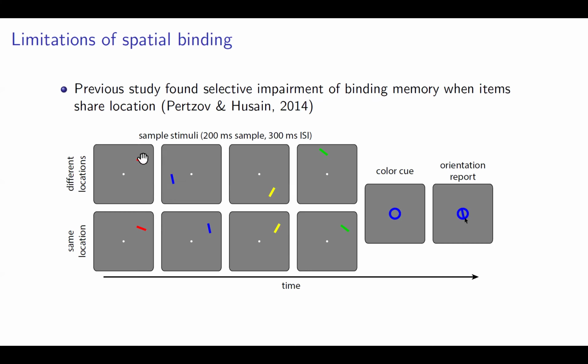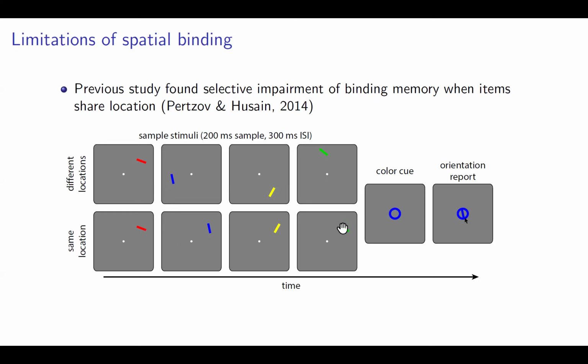So you also have to remember 4 color-oriented bars and report, for example, the retrieved color and then report the associated orientation. And the bars were always presented sequentially, but either all at different locations, so one here, one there, and one there, and one here, or all sequentially at the same location. So presented relatively quickly, just 200 millisecond presentation time, 300 milliseconds interstimulus interval, so a break between the stimuli. So one item after the other here would be presented at the same location.